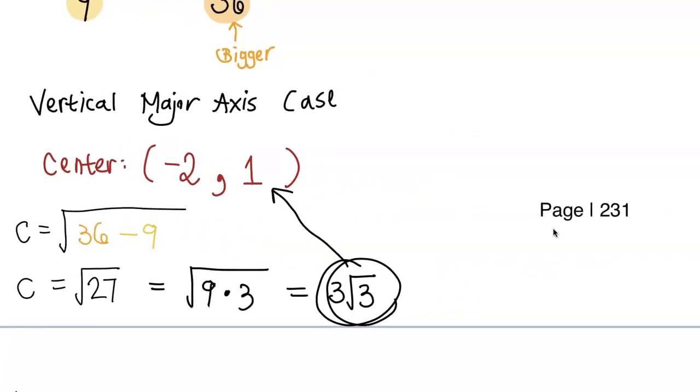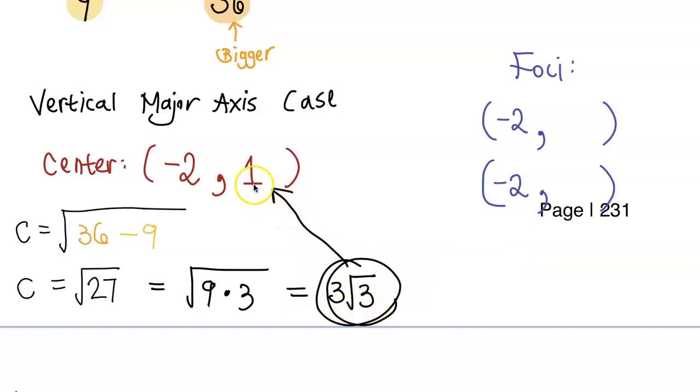So here's the final answer. What are our foci? You're going to have 2 of them. The x coordinates will be the same. It will be negative 2 and negative 2. You don't go right or left from the center. But you need to go up 3 root 3 from 1. So the first y coordinate, I'll write that as 1 plus 3√3. But you also need to go down this much from the y coordinate. So I will say 1 minus 3√3.